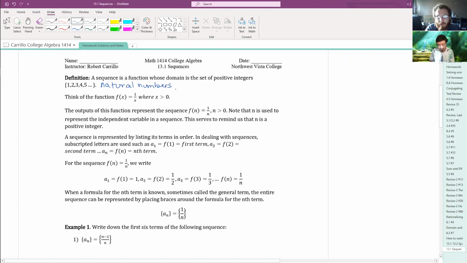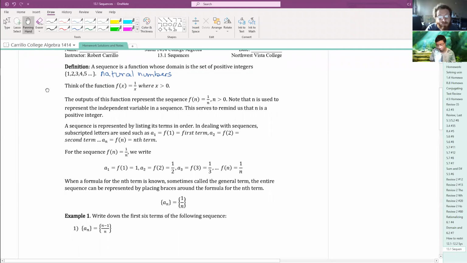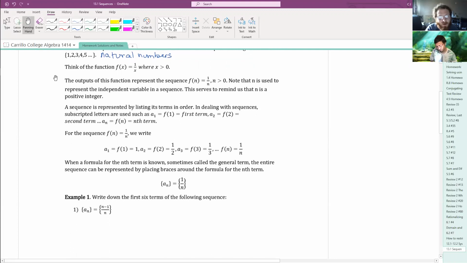When you get to pre-algebra, you'll see stuff written perhaps with natural numbers for domains. The thought process we want to work through here is that if you're given a function f of x equal to 1 over x, where x is greater than 0, we always want all of our numbers to be greater than 0. So these are strictly positive inputs to this function. The outputs will be represented by the sequence called f of n, which will be equal to 1 over n for all n strictly greater than 0. That's what this says right here. Note that n is used to represent the independent variable in a sequence.